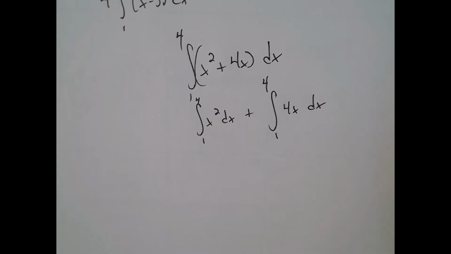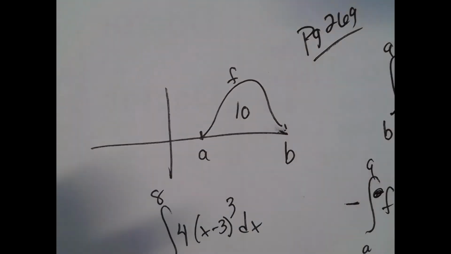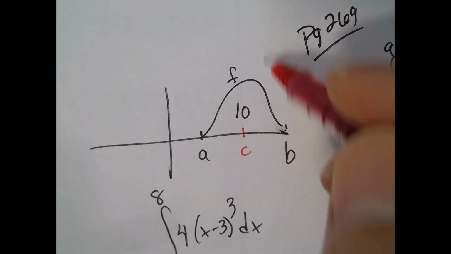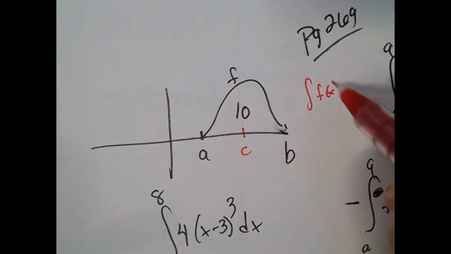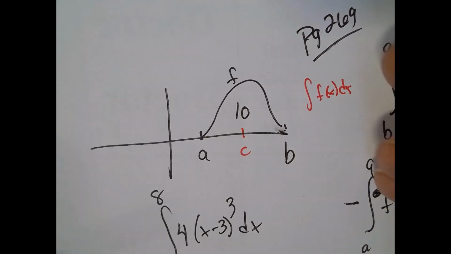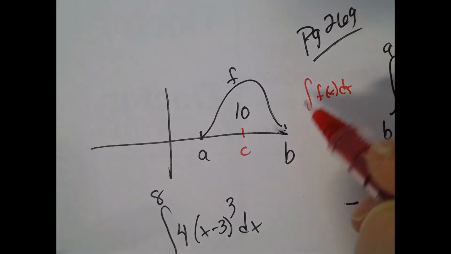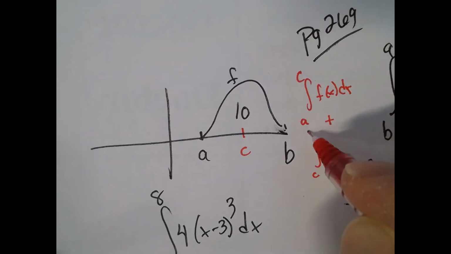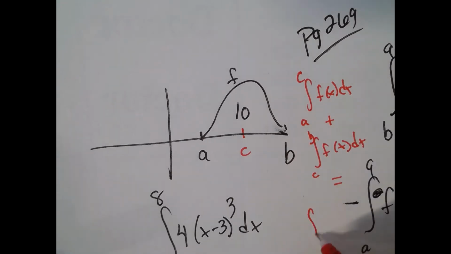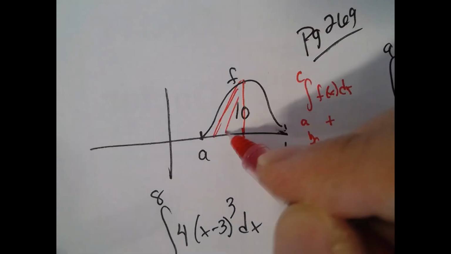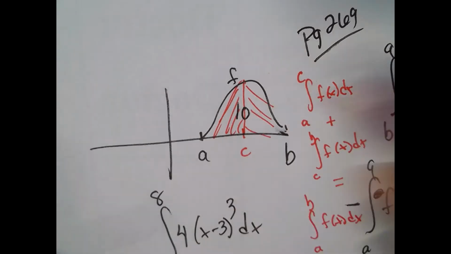So additivity, if we integrate from A to B plus B to C, that's the same as A to C. So back to my little drawing here. Let's say there's a C in the middle. So the integral of f of x from A to C is equal to the integral from A to B plus B to C, which kind of makes sense. If you add this area plus this area, it gets you the whole area.